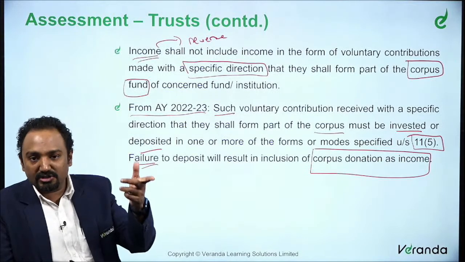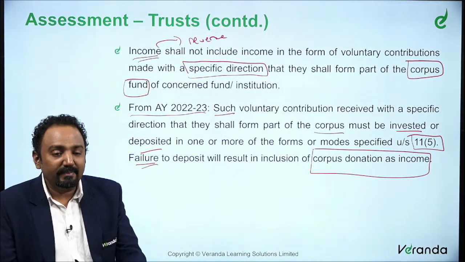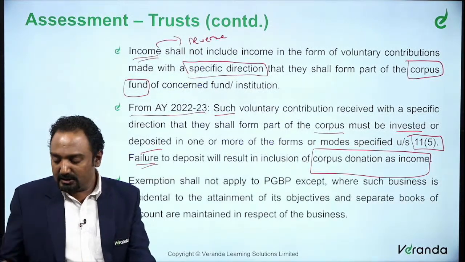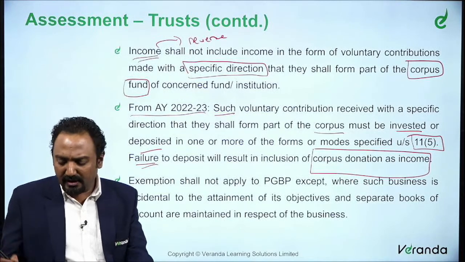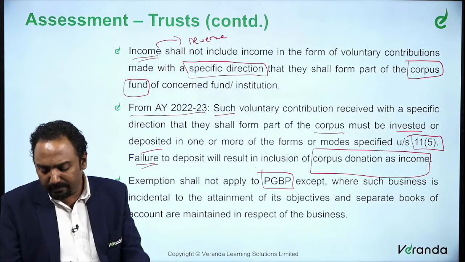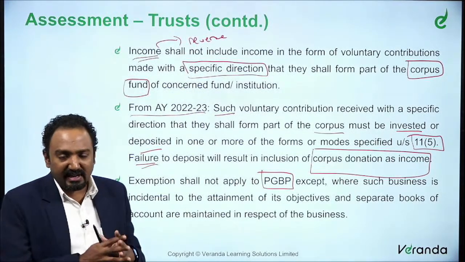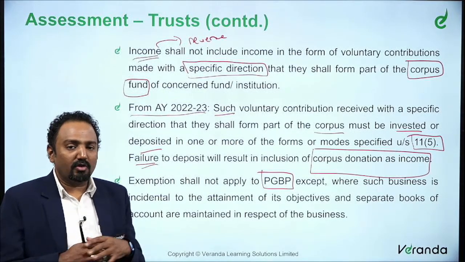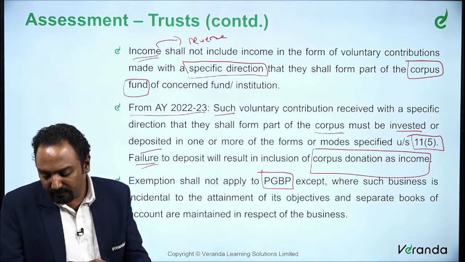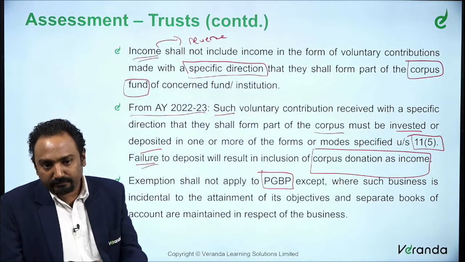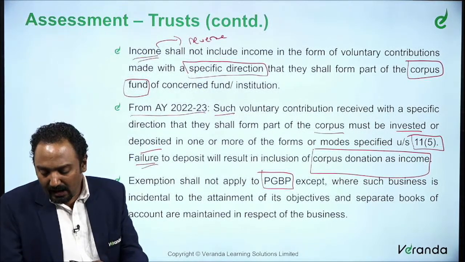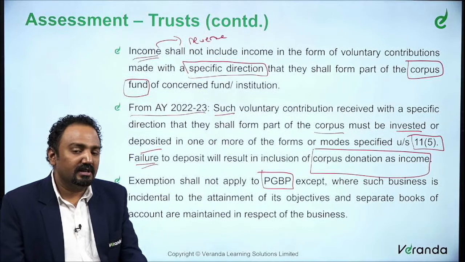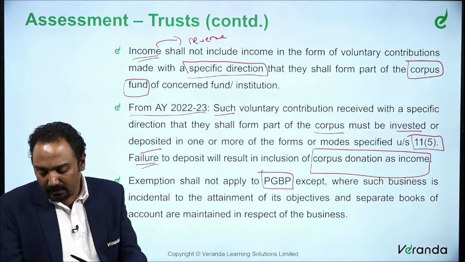Which means whatever we said is not an income will continue to be treated as an income if such corpus fund is not invested into an eligible activity, that is whatever is allowed. However, if they are into business of PGBP, this provision is not applicable where the business activity and the objective of the trust go hand in hand, and there are separate books of account for the business and the trust fund. So, in that case the exemption shall not be applicable to PGBP, except where such business is incidental to the attainment of its objects and separate books of accounts are maintained.